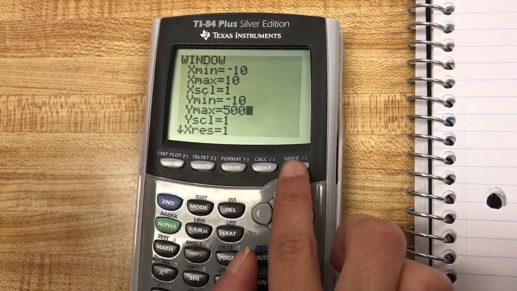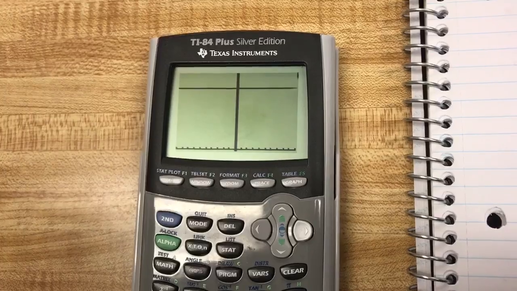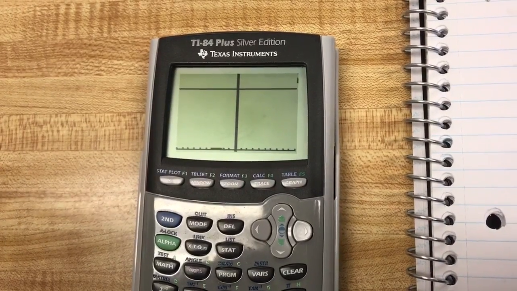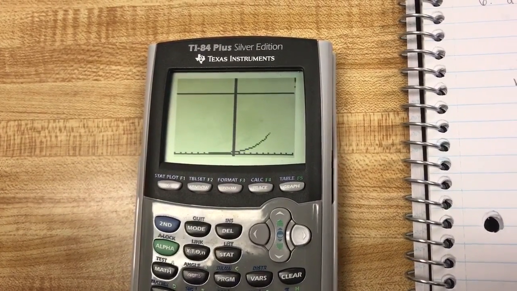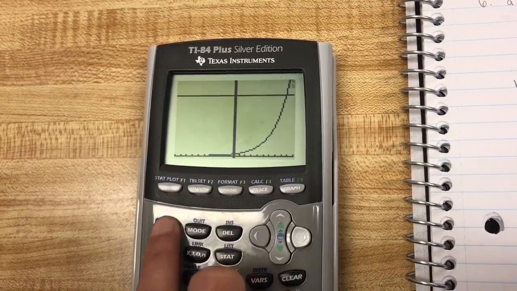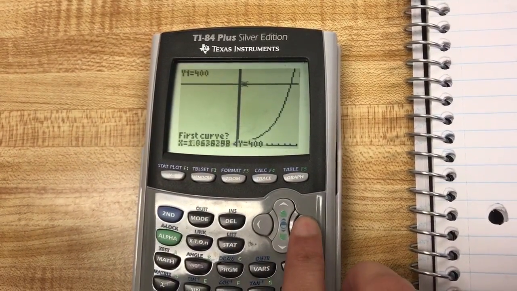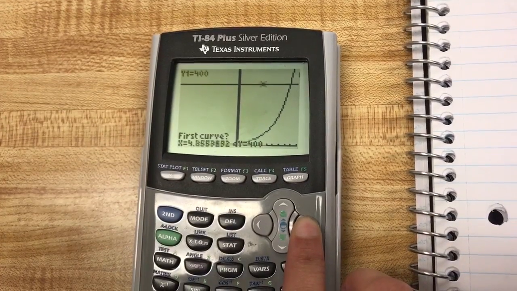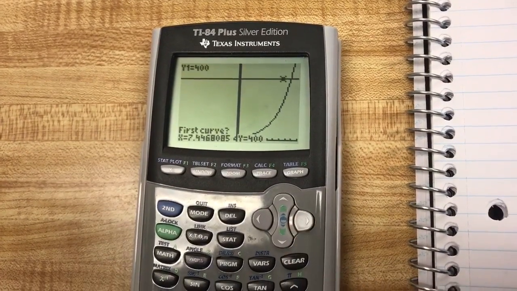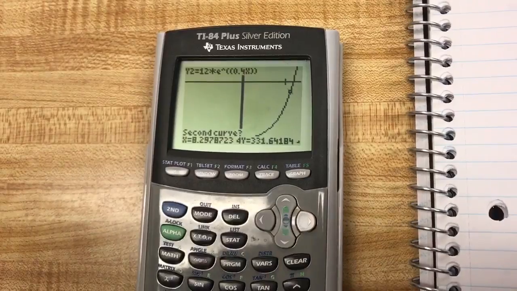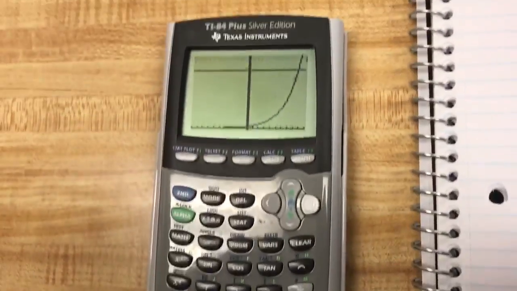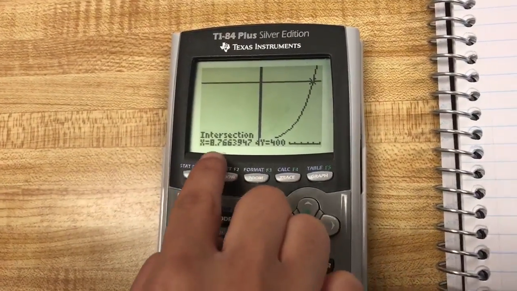The first line being graphed right now is y equals 400, and the second line being graphed is 12e to the power 0.4t. Now we find the intersection normally and the x-coordinate represents our answer because time is represented on the x-axis, and that's what we're being asked to find, the time it takes for colony A to reach 400. And therefore our answer is 8.77 hours.